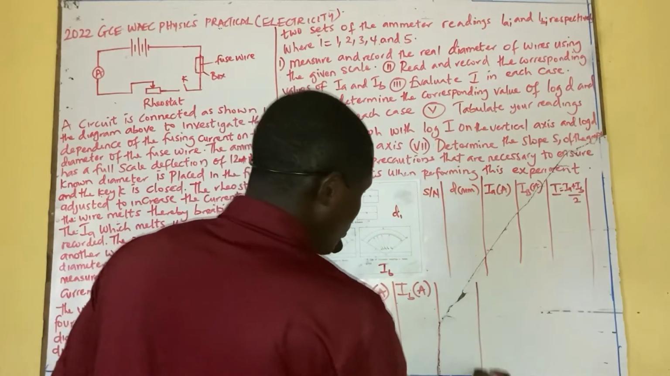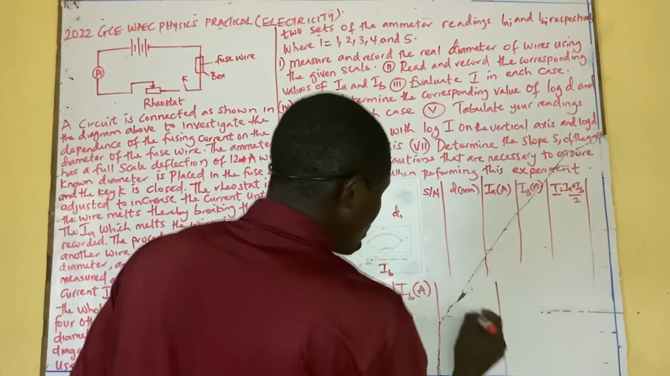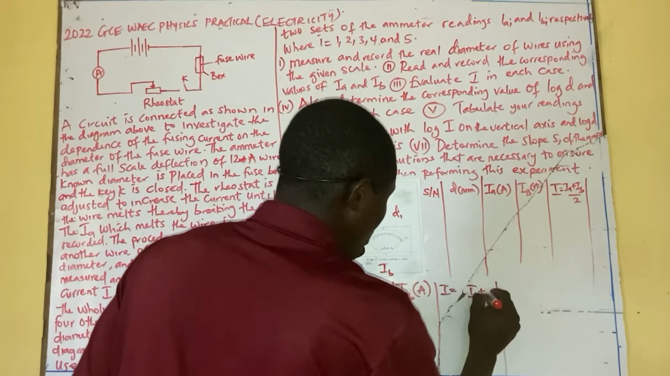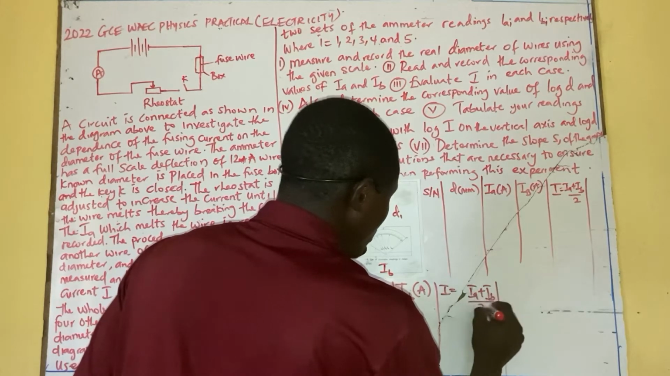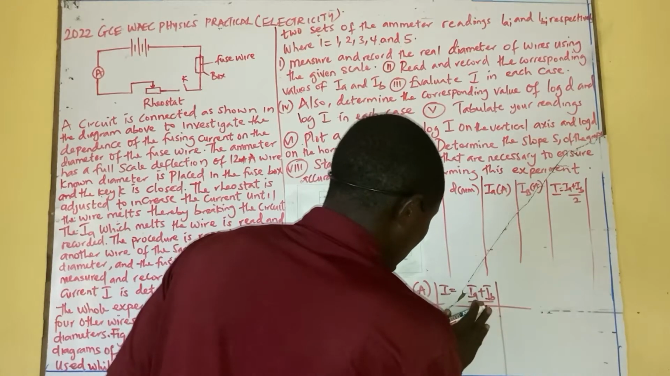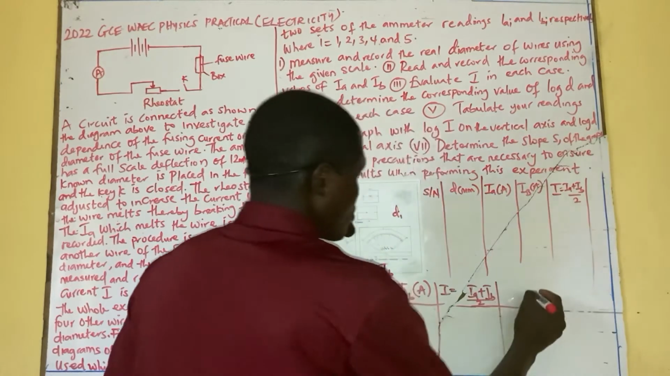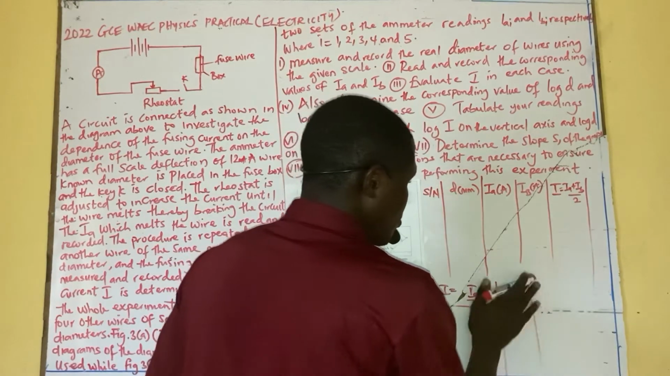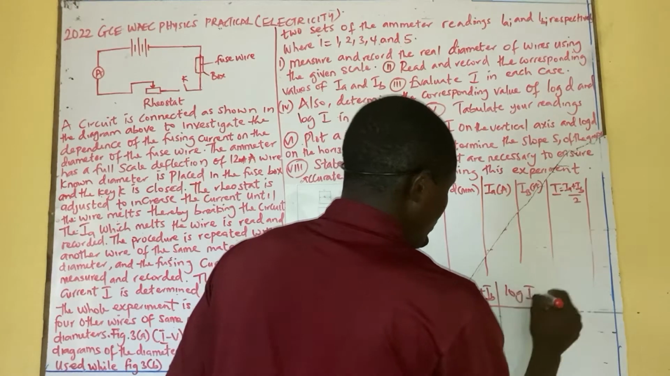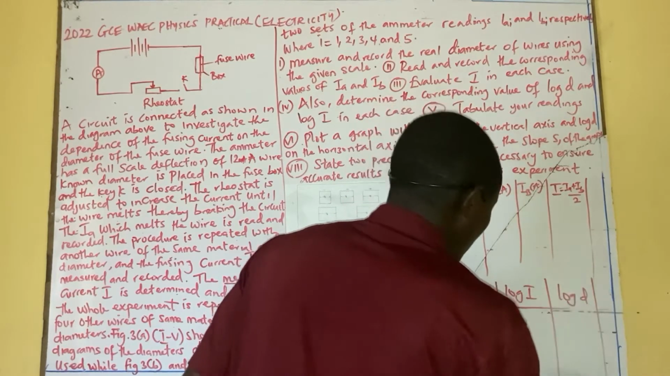We also have the mean fusing current, which is I equals IA plus IB divided by 2. Please note it. Divided by 2 is very, very important. Then we have the log I itself, and then the log D.